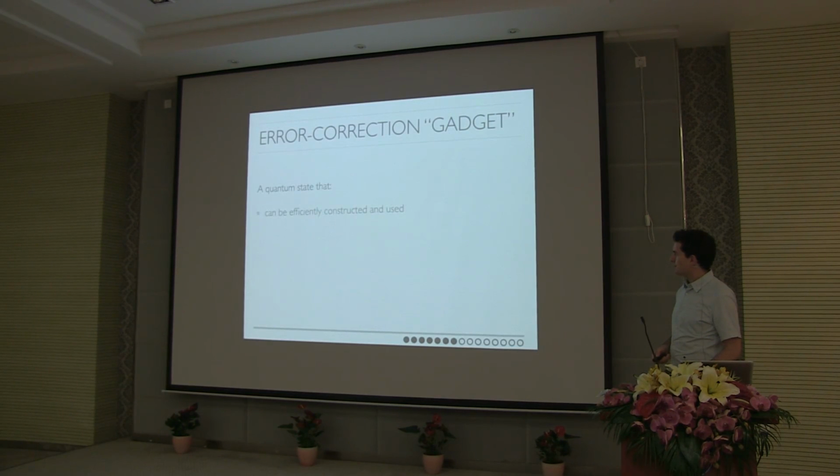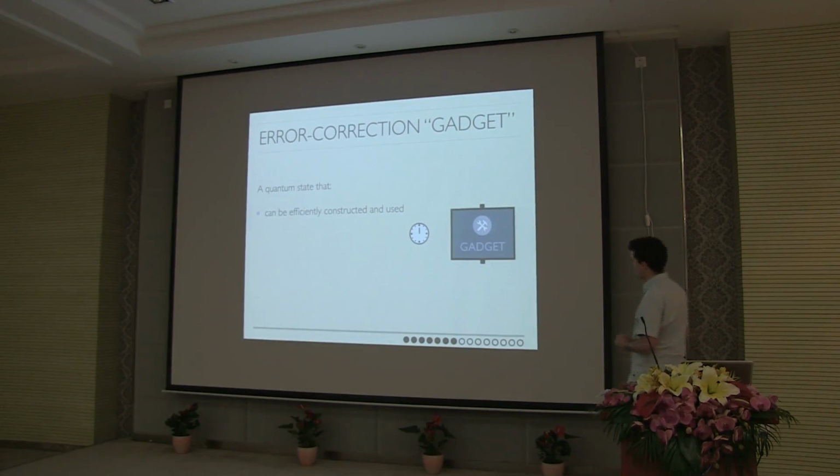The way we solve the problem is by introducing a gadget that helps you achieve exactly that task. A gadget is a quantum state that can be efficiently constructed and used. So you have to build it, and you can use it efficiently. Efficiently is always polynomial in the security parameter, both in size and in the time it takes to use it. And it does exactly what we want, namely it applies a correction if and only if an error was present.